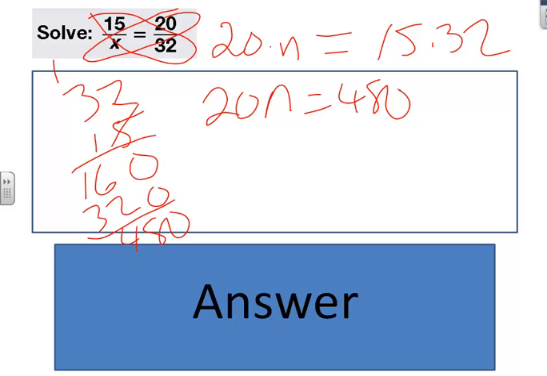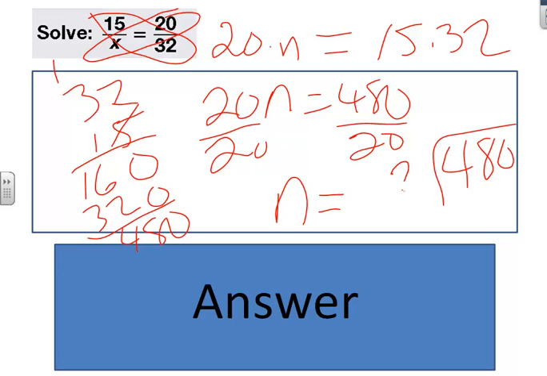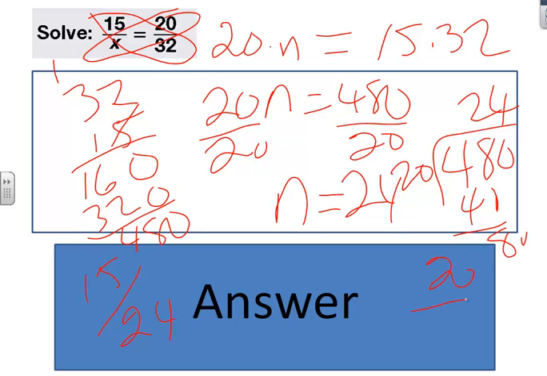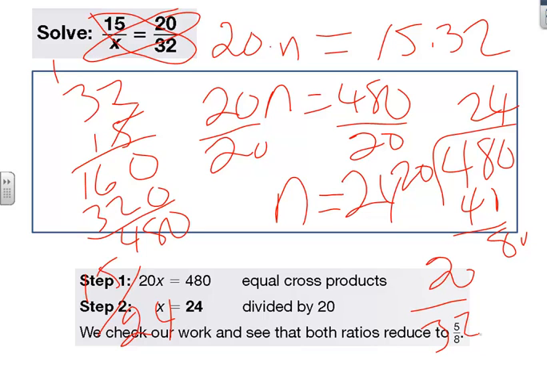To get n all by itself, I've got to divide this by 20, because then that'll change this side to 1, which leaves just n, and I just have to do the same thing to the other side. So when I do that, I'm going to get n equals... I should be able to do that in my head. For some reason I can't. It's alright, we'll do it the hard way. So n equals 24. So 15 over 24 should be equal to 20 over 32. Let's see if we're right. Yay. I love it when you do it right. And then we can reduce them down to 5/8. 20 over 32 reduces to 5/8, and 15 over 24 also reduces to 5/8.